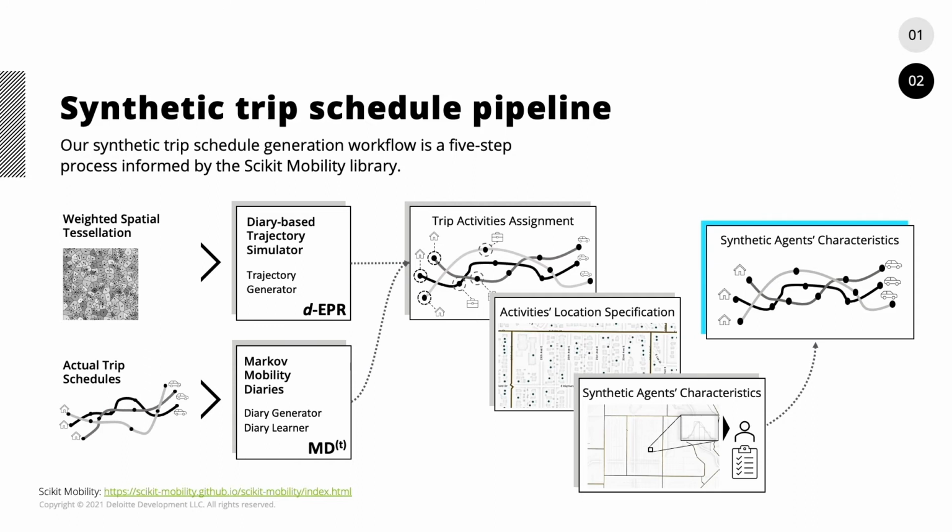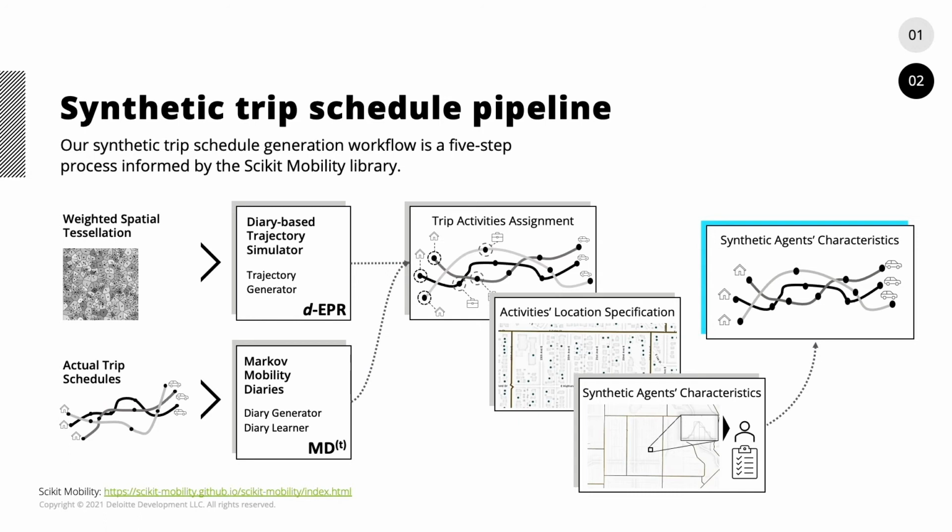By associating the activity types computed in the previous step to the land use information, we end up assigning a location to each stop down to the building level, achieving this way a higher accuracy and realism. And the last step was the synthetic agents characteristics assignment.